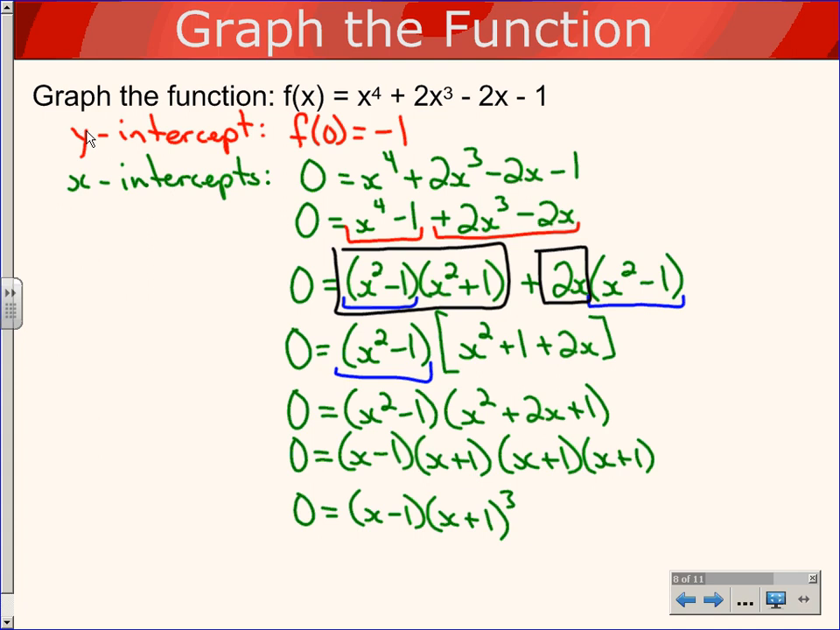But our conclusion from this, we were trying to find the x-intercepts, right? The solutions here are that x equals 1 or x equals -1. So those are our 2 x-intercepts at 1 and -1. So we found some good stuff so far.